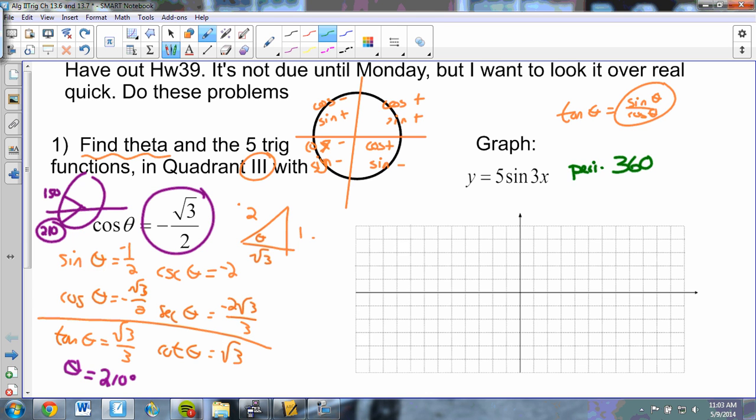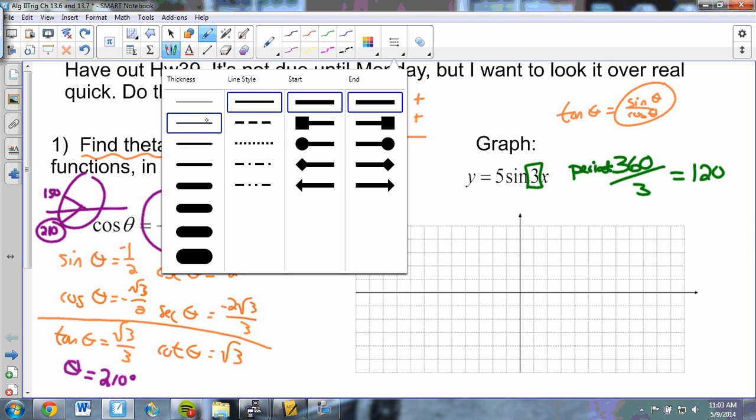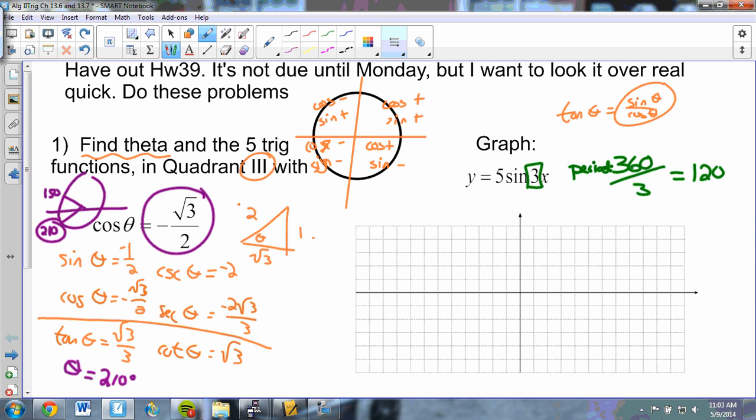The period of a sine function is usually 360. Sine and cosine have a period of 360. But if there's a b value, you divide that by the b value, and now my period is 120. So I'm going to add 4 hashes, that's what I'm counting by. So 1, 2, 3, 4. And this 4th hash is going to be 120.